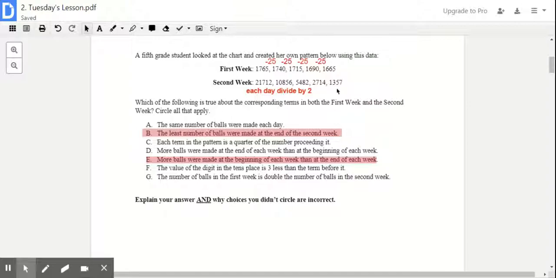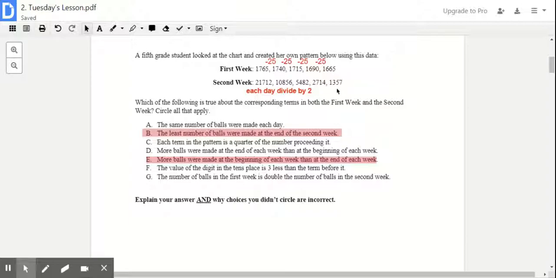Let's go to C. Each term in the pattern is a quarter of the number preceding it. What do you guys think? And why is this incorrect? Exactly. So we know based off of what we just did for determining our patterns first, that this is incorrect because if it was a quarter of the number in front of it, then we would be dividing by 1/4 every single time.